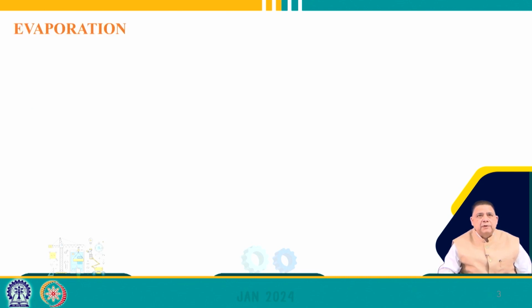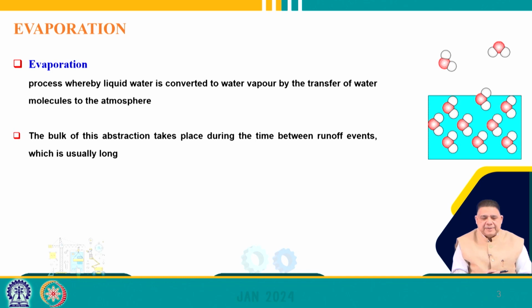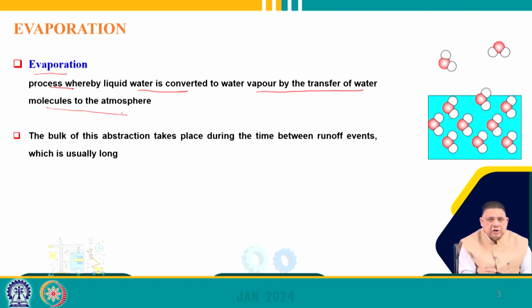Now, if you remember, in the previous class we started with abstraction. We talked about various kinds of abstractions, and we also defined evaporation as the process whereby liquid water is converted to water vapor by transfer of water molecules to the atmosphere. We also saw various factors that affect evaporation, one major being Dalton's law of evaporation, where the saturated vapor pressure and air vapor pressure govern the rate at which evaporation takes place.